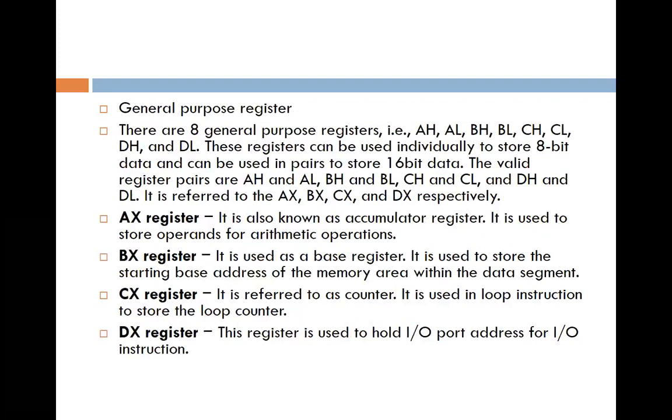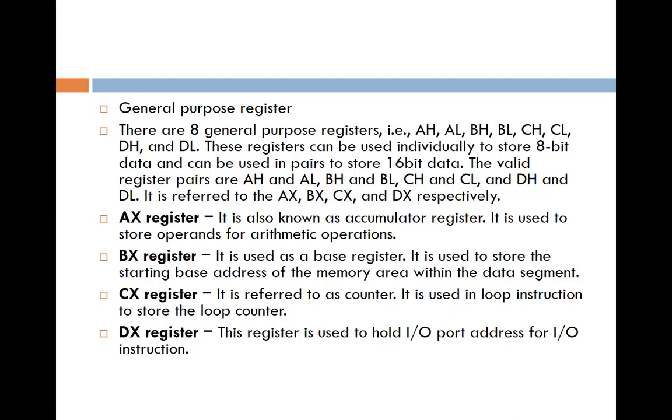General purpose registers: there are 8 general purpose registers: AH, AL, BH, BL, CH, CL, DH and DL. These registers can be used individually to store 8-bit data and can be used in pairs to store 16-bit data. The valid register pairs AH-AL, BH-BL, CH-CL and DH-DL are referred to as AX, BX, CX and DX respectively. AX register: it is also known as the accumulator register, and it is used to store the operand for arithmetic operations.